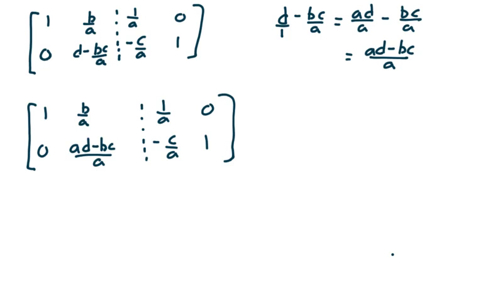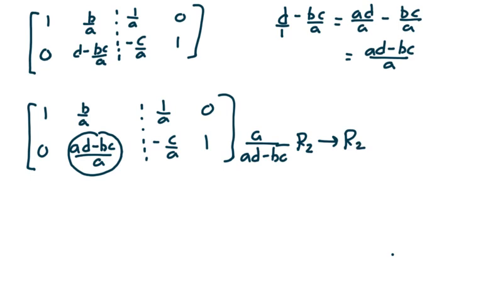Now, I want to turn this entry here into a 1. What am I going to do there? I'm going to take A over AD minus BC, row 2, and put the result back into row 2. Let's see what we get here. We get 1, B over A, 0, 1. That's the left side. The top row doesn't change, so this should be 1 over A, 0.